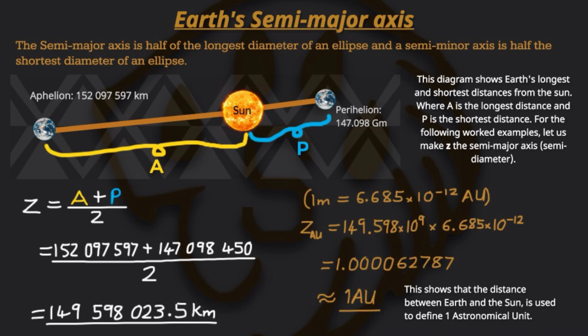And actually, that 1 astronomical unit shows that, according to that note, the distance between the Earth and the Sun is used to define 1 astronomical unit. So 1 astronomical unit is equal to the distance between the Earth and the Sun, which is basically the same as the semi-major axis. So everything in astronomical units is based on the distance between the Earth and the Sun. That's basically the idea behind it.